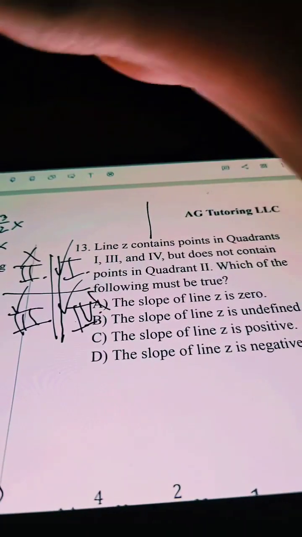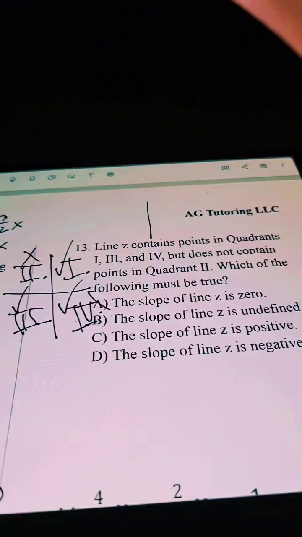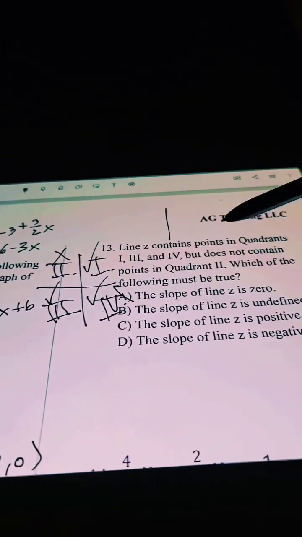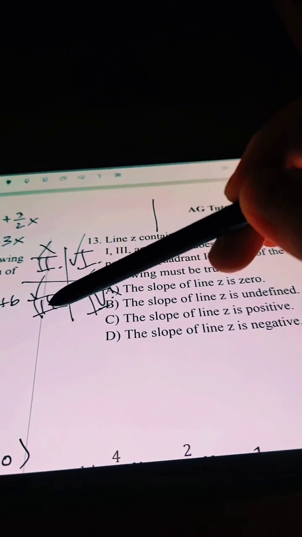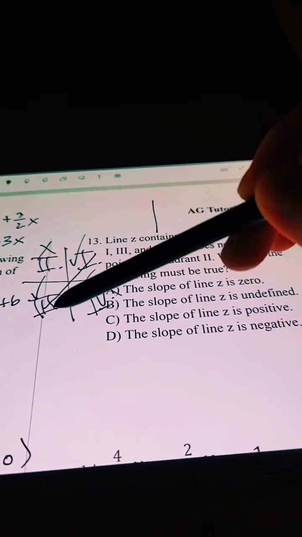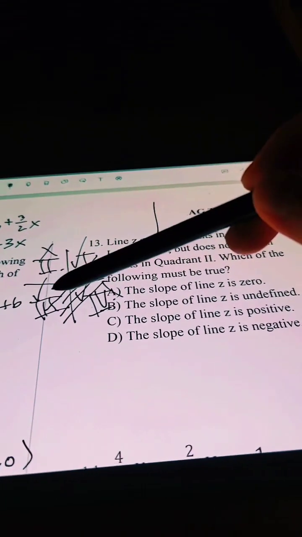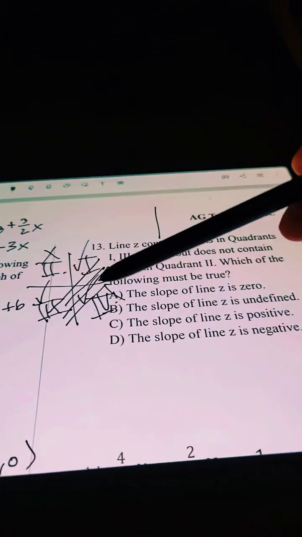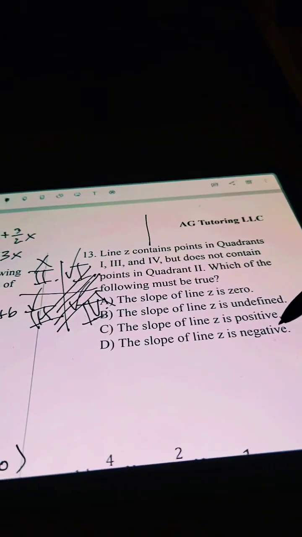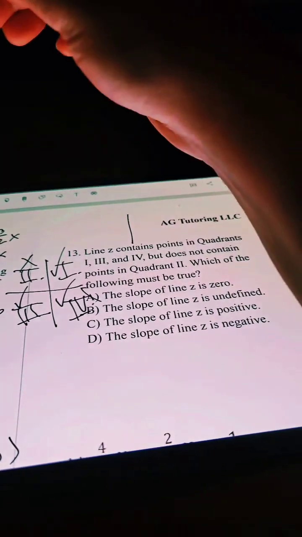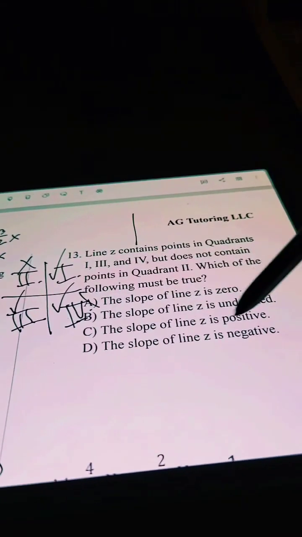Okay. So now we have the slope of line Z is positive. So this could be line Z, this could be line Z. Yeah, these are all potential options that go through all 3 of these quadrants. It could be positive. So that's a contender.